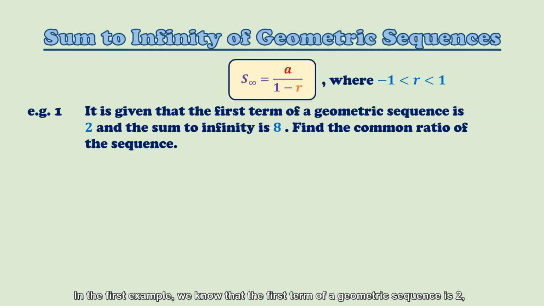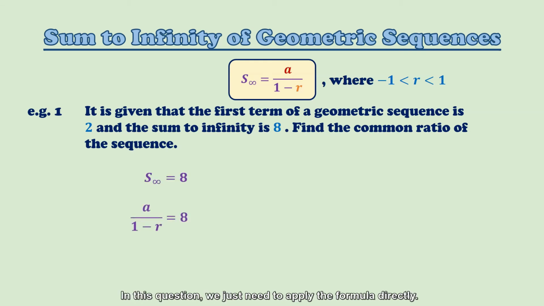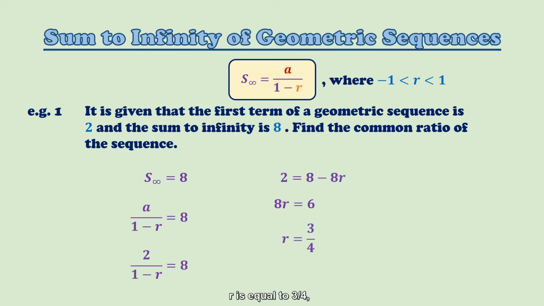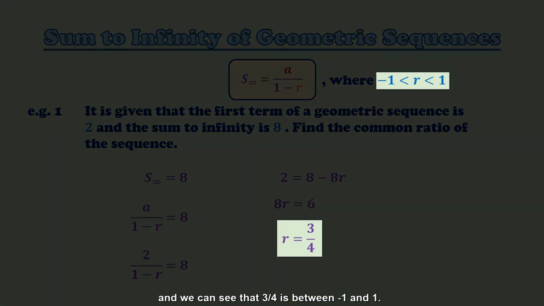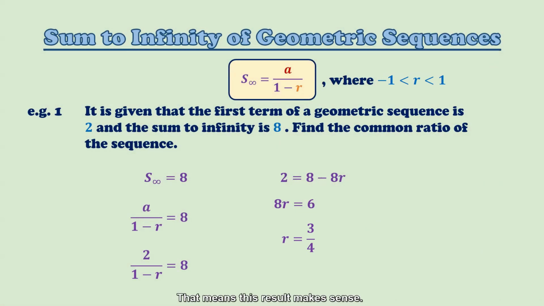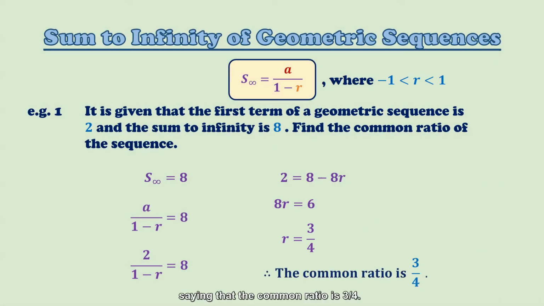In the first example, we know that the first term of a geometric sequence is 2 and the sum to infinity is 8, and we are asked to find the common ratio of this sequence. In this question, we just need to apply the formula directly, that is a over 1 minus r is equal to 8. That means 2 over 1 minus r is equal to 8. After solving, r is equal to 3 over 4. And we can see that 3 over 4 is between -1 and 1. That means this result makes sense. Then we can draw the conclusion saying that the common ratio is 3 over 4.